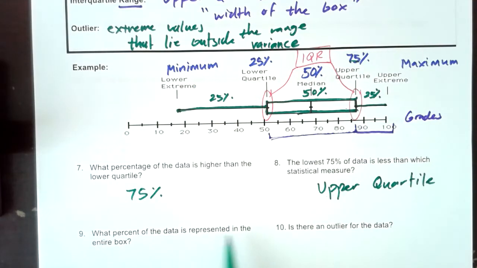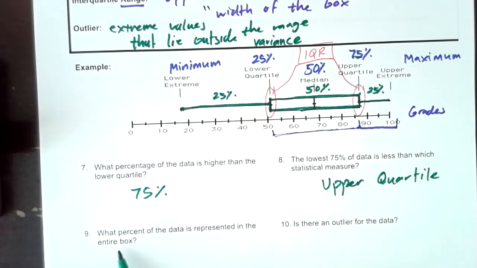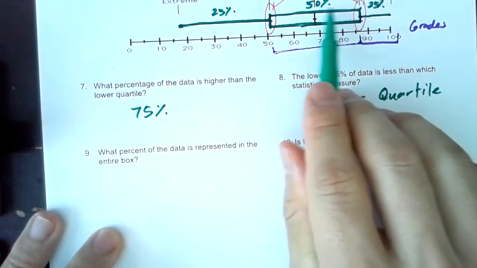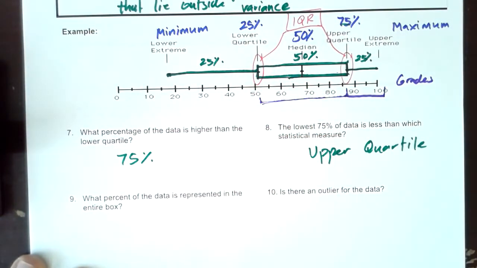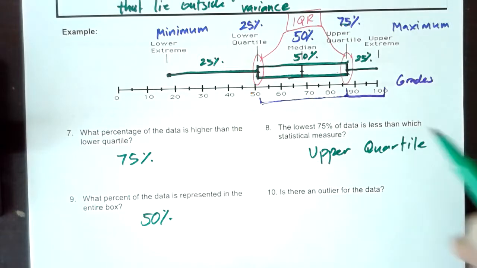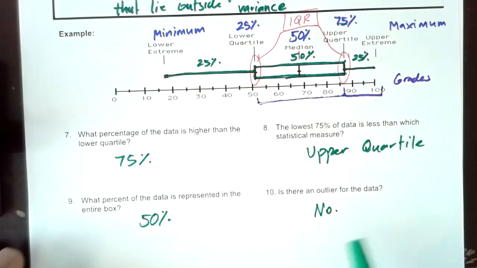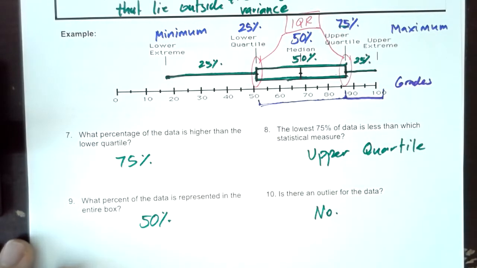What percent of the data is represented by the entire box? Well, we just said right here, the box is worth 50% of your data, right? It's worth 50% of your data. And is there an outlier for the data? In this case, let's just keep it simple and say no. There is a little bit more detail that I could add, but just for now, let's go ahead and say no.